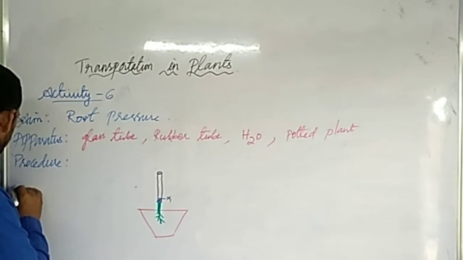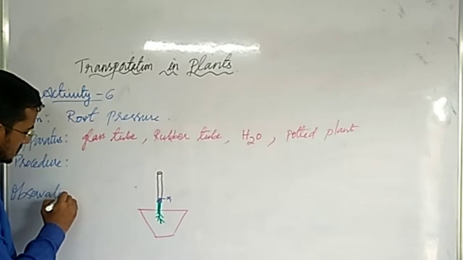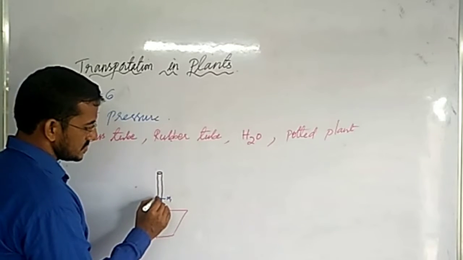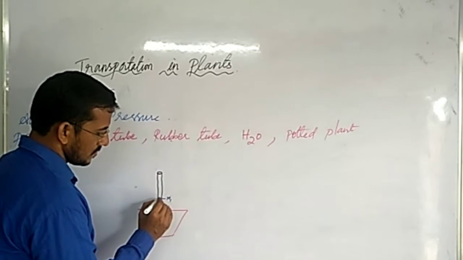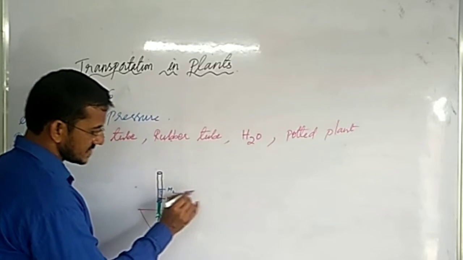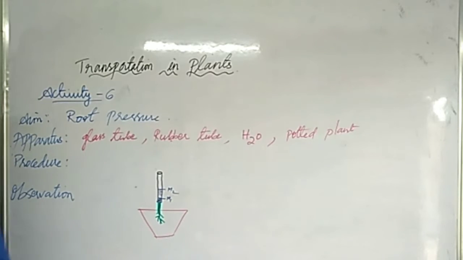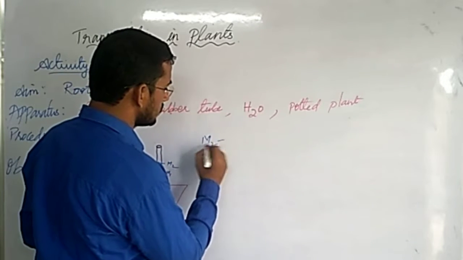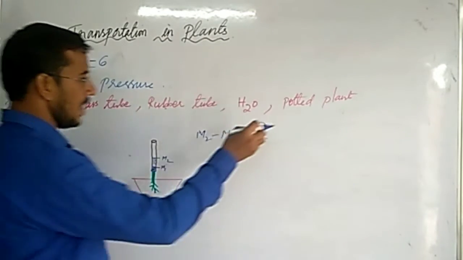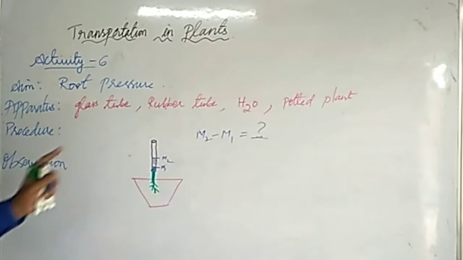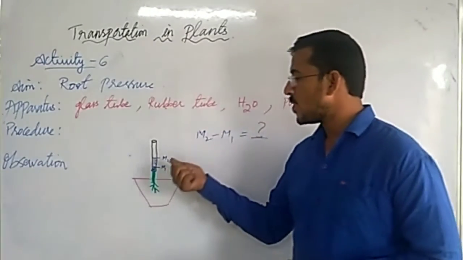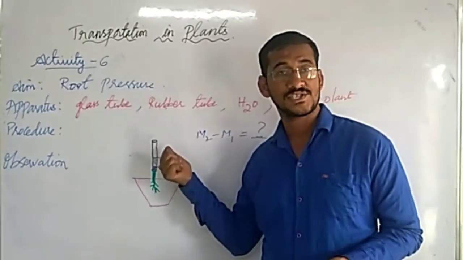So, observation. What we observe is an increase in the level of the water. The water level will increase after a few hours, and we take that reading as M2. The difference between M2 and M1 will give you the increase in the level of water, how much water has increased. Now let us understand why and how the water is increased in this glass tube.